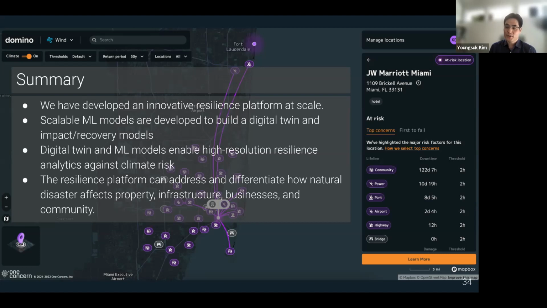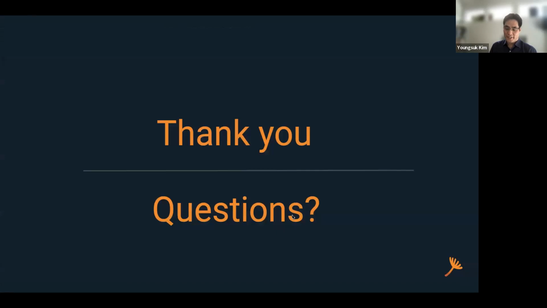And the right side shows the downtime and threshold for different lifelines. It shows the downtime estimation for this scenario, for power, ports and airports, and highway. And for bridges, there is no downtime, but the others have decent downtime. Okay, I think that is pretty much it. Thank you very much.